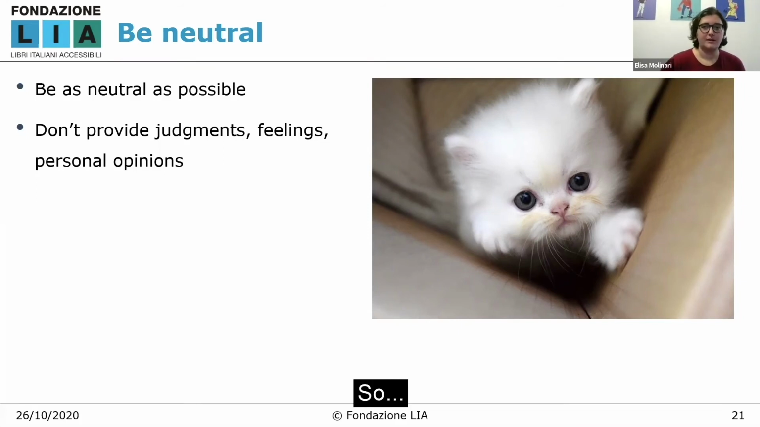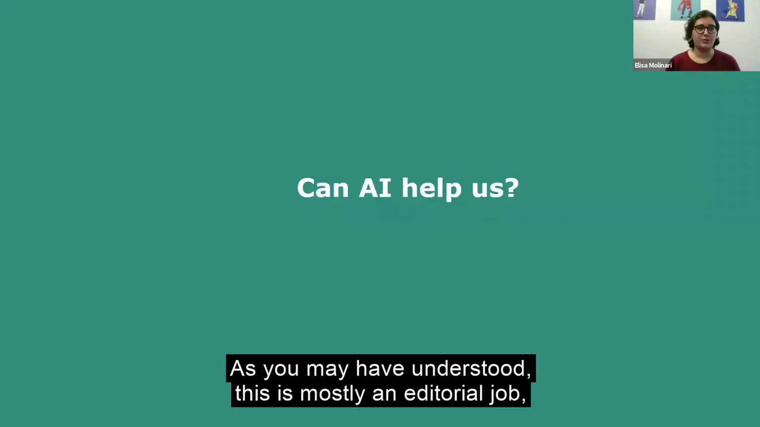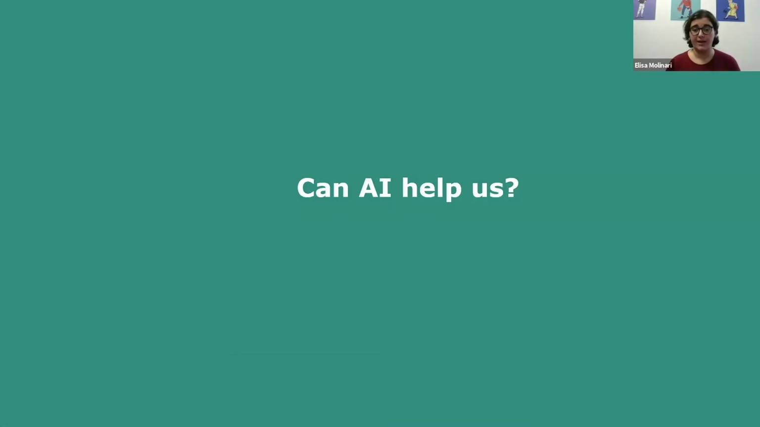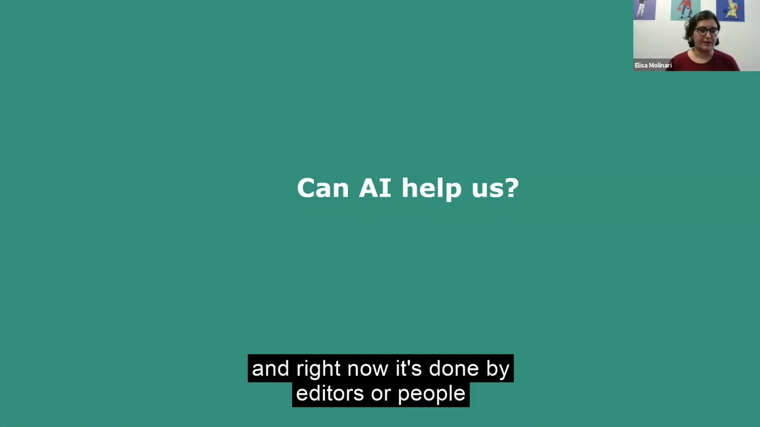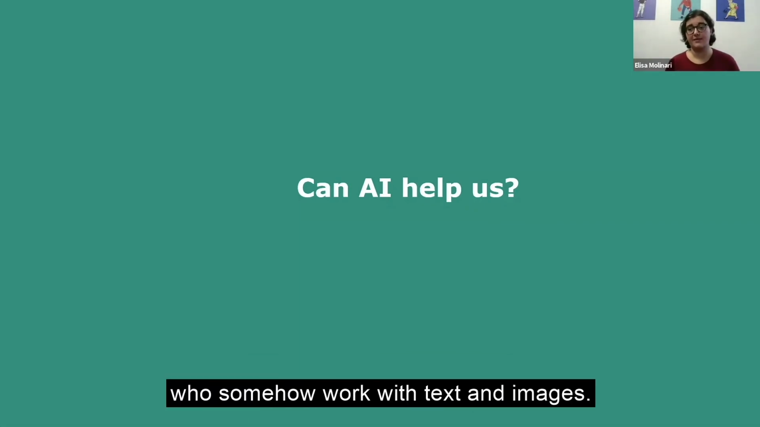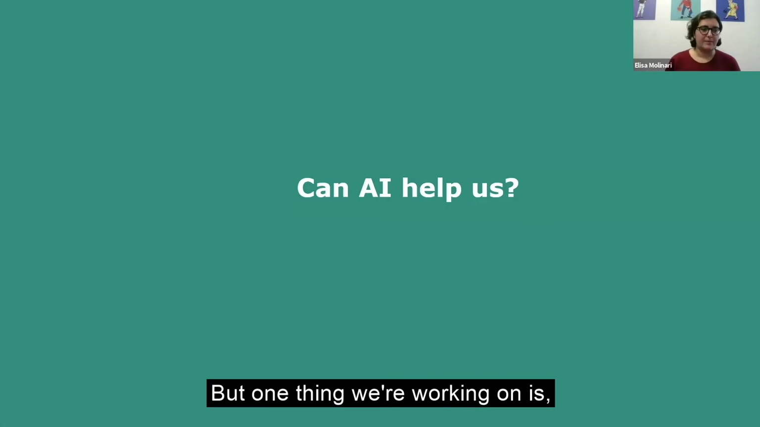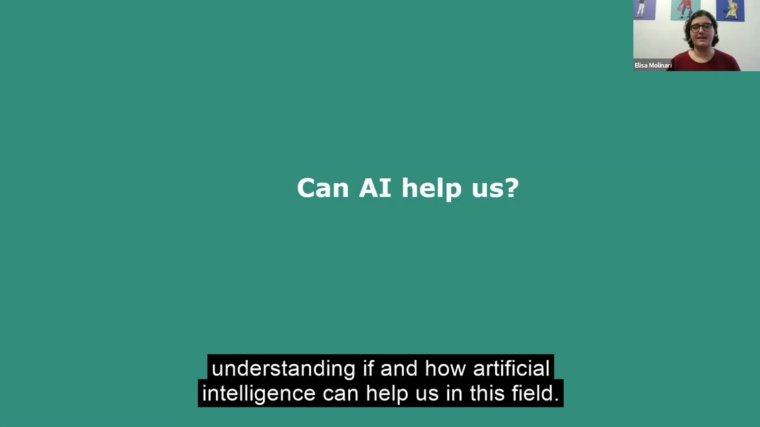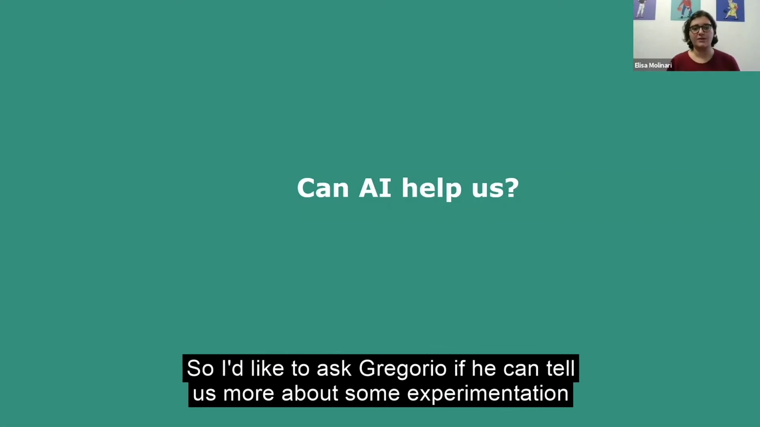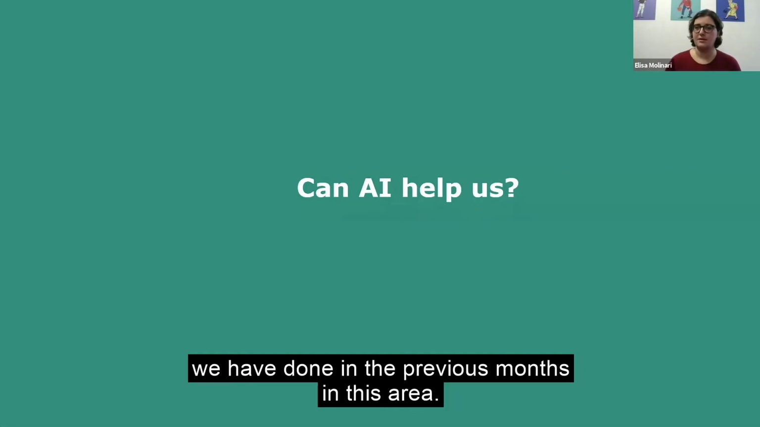So, as you may have understood, this is mostly an editorial job, and right now it is done by, let's say, editors or persons who somehow work with the text and the images. But one thing we are working on is understanding if and how artificial intelligence can help us in this theme. So I'd like to ask Gregorio if he can tell us more about some experimentations that we have done in the previous months in this area.